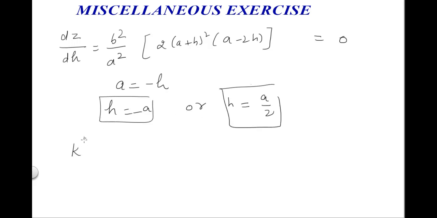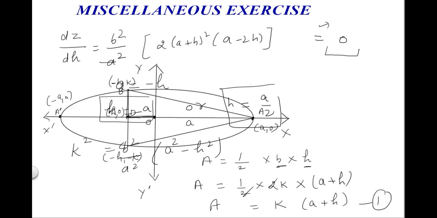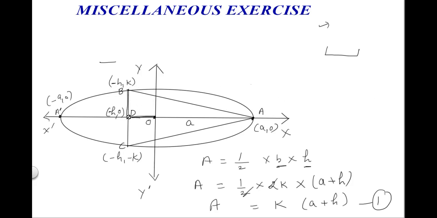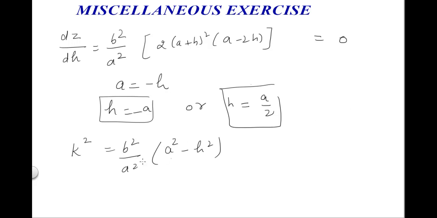Now what is k square equal to? It is b square upon a square into (a square minus h square). Now if we put h equal to minus a, then k will be 0, and k can't be 0, because we have assumed k on the y-axis, some value will be there for it definitely. So the vertex can't be on (h, 0), right? One vertex is already there. If you take that, it will lie on a single line and a triangle will not be formed. K can't have a value 0. So this value is rejected. So we have h value as a divided by 2.